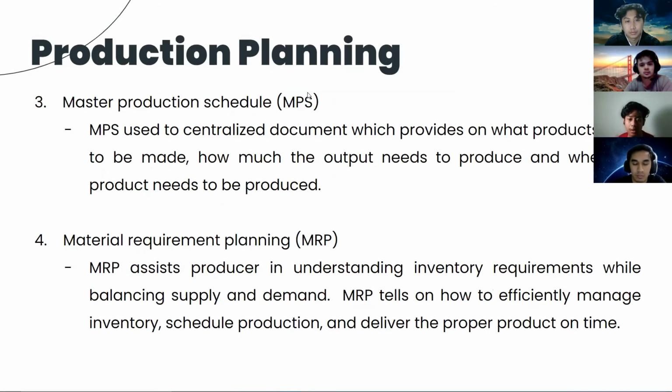The third one is the master production schedule, which is MPS. So this MPS is used to describe a centralized document which states what products need to be made, how much output needs to be produced, and when the products need to be produced. So the MPS enables the business organization to keep commitments to their clients.